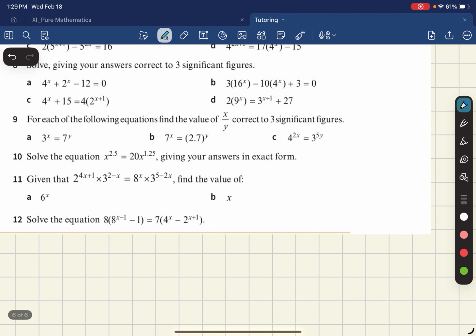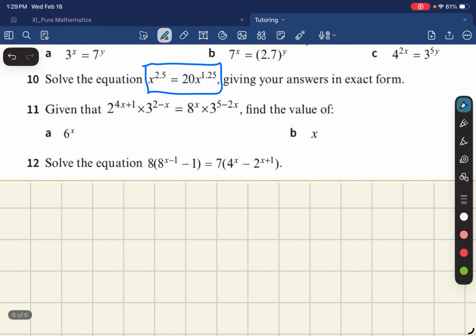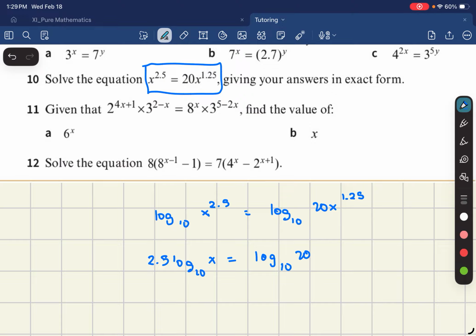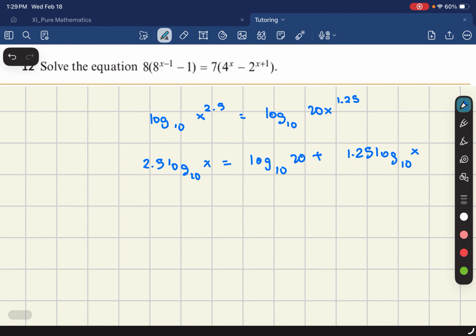So it says solve this equation giving your answers in exact form. Well, again, just take the log. If I take the log base 10 of x to the power 2.5, then I get log base 10 of 20 x to the power 1.25. I can simplify this as 2.5 log base 10 x is equal to log base 10 20 plus 1.25 log base 10 x. And this is just me simplifying things very quickly because I'm sure now that you have gotten used to it, and you're probably annoyed from hearing my voice explaining these same rules.